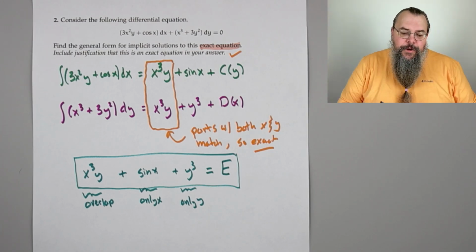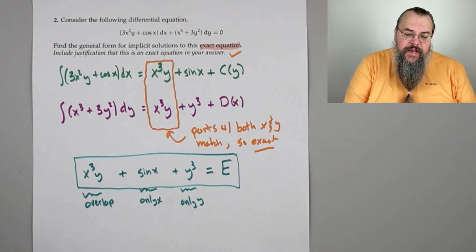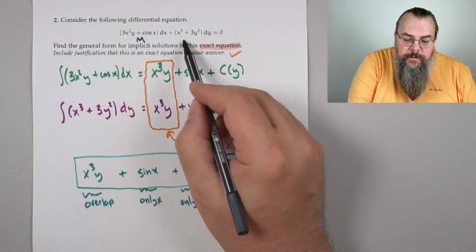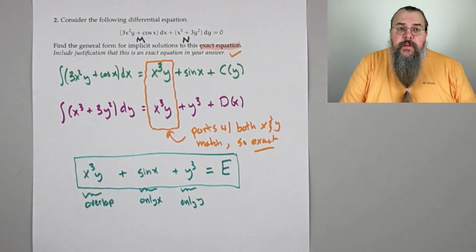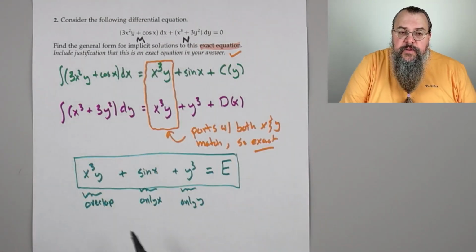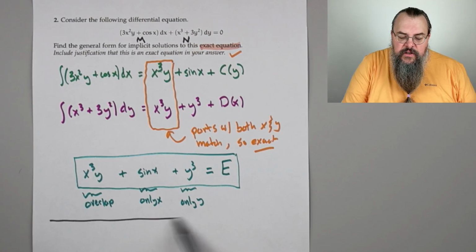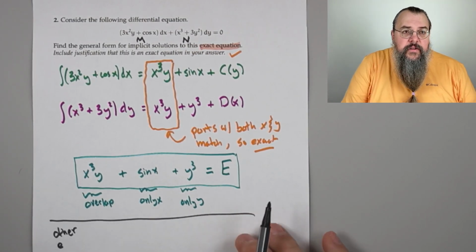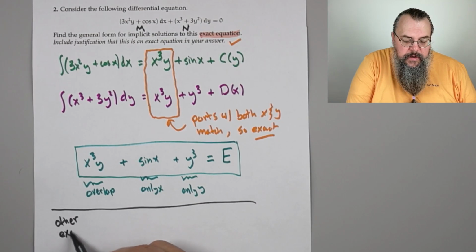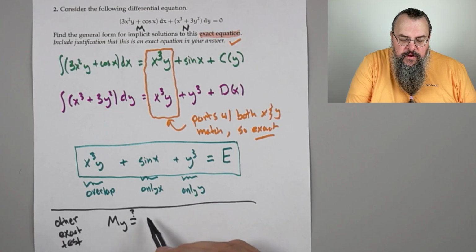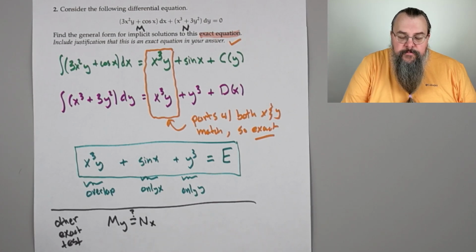the other way? Well, the other way to check that it's exact is, suppose we call this m, and we call this n. So m is 3x squared y plus cosine x, n is x cubed plus 3y squared. So our other exact test works in the following way. Namely, what you do is you say, what is m sub y, and does it equal n sub x?